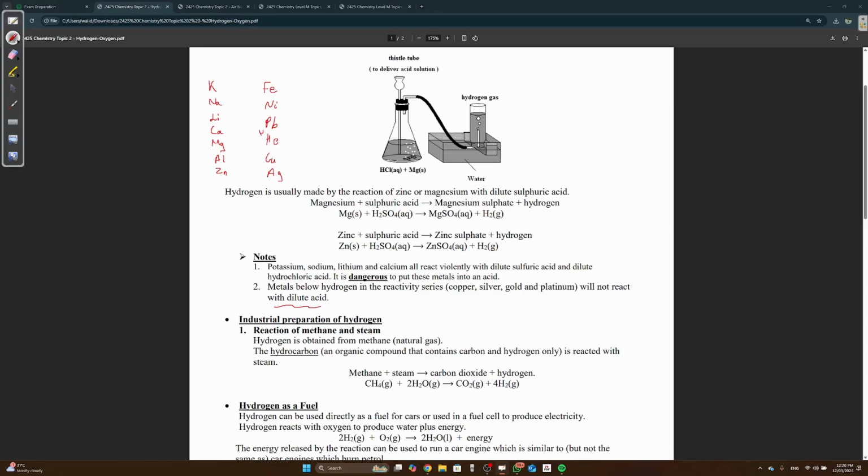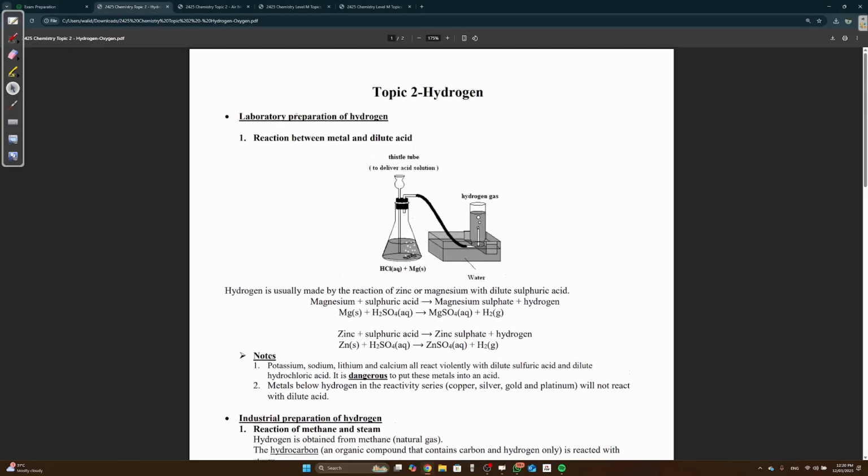So basically anything under this hydrogen, whatever, it's not helium, sorry, hydrogen. Why did I write helium? Helium doesn't react. Anything under hydrogen won't react. So copper, silver, gold, and platinum. These are just notes. You need to know that the ones they're probably going to ask in the exam are zinc and magnesium. So this is in the lab.